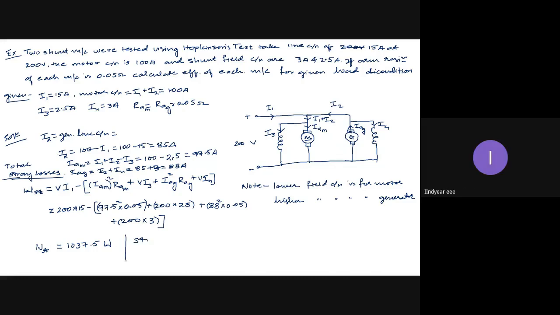Stray loss in each machine, WS is equal to WST by 2. So it is 518.75 watts.